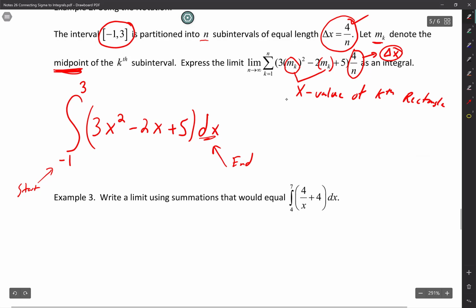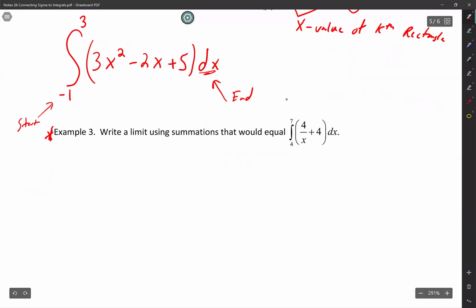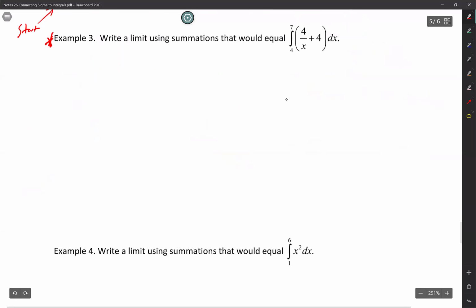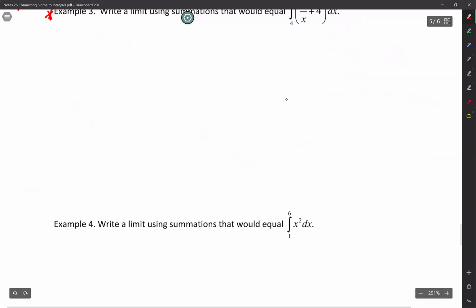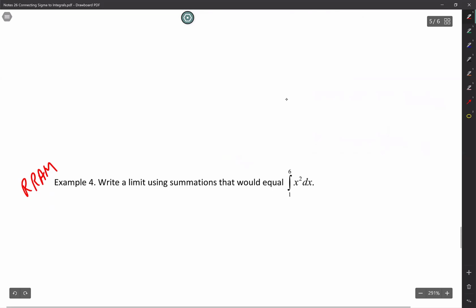Okay. Let's see if we can, oh, this one might be hard for you guys. So we'll come to that one later, once we do easy ones. Example 4 is an easy one, and we're going to do it with RRAM, because I think RRAM is the easiest for everyone. You guys ready? I want to turn this into sigma notation.